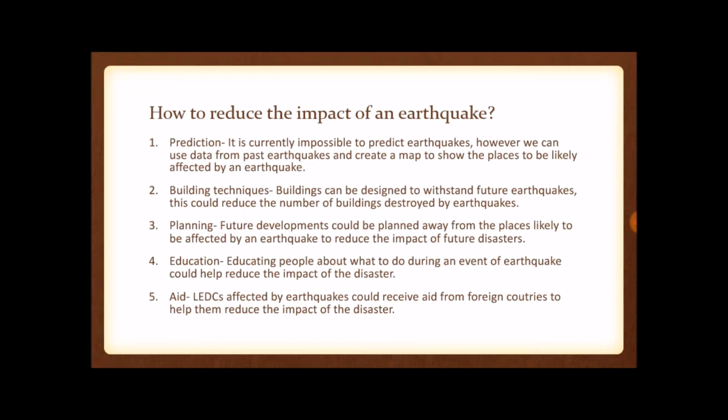The fourth one is education. This is very important. If you educate people how to behave in an earthquake, there are chances that more people get saved, and so this method is very important in this respect. The fifth one, aid. If an earthquake occurs in an LEDC, big rich countries can donate some money and hopefully the effects could lessen and less death could occur. So yeah, it's a very useful technique as well.